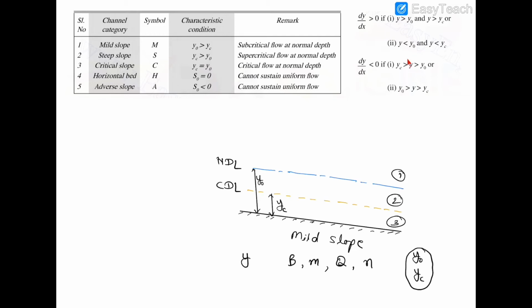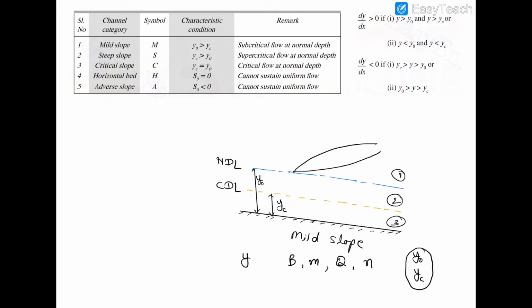If y is in between y naught and yc, we are talking about region number 2. In this region the profile will have decreasing water depth because dy upon dx is less than 0. Okay, so once we find the channel category and the region of the profile, we have also found the increasing or decreasing water depth of the profile. But one more question is whether we have to draw the profile in this way or in this way.